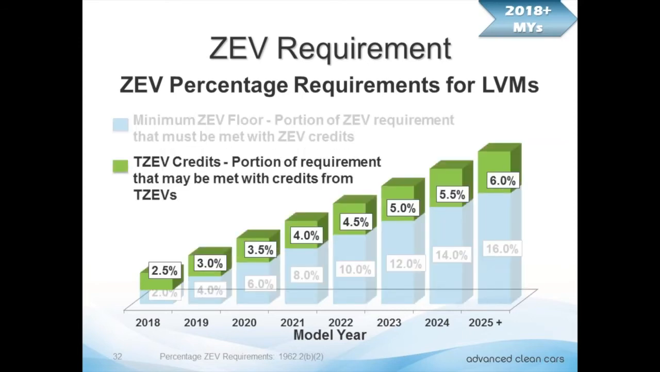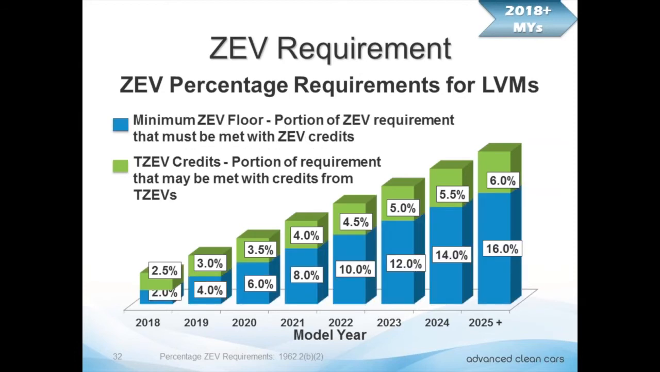The green bars represent the portion of a large volume manufacturer's requirement that may be met with credits from TZEVs. To be clear, this is not a TZEV requirement. A manufacturer could choose to meet their entire requirement with credits from pure ZEVs. As always, there is an additional flexibility given to smaller volume manufacturers.